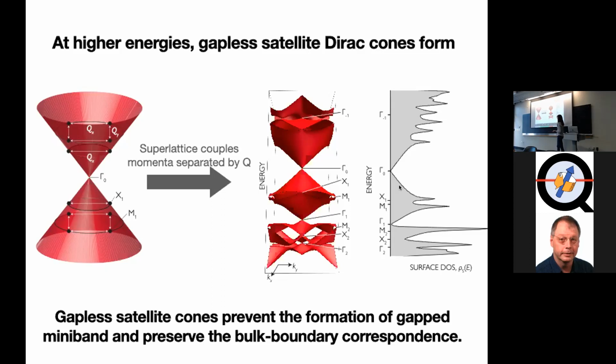Time reversal is what protects them. If they're at gamma or M, then they're isotropic. If they're at corners, you only have two-fold symmetry, so they're anisotropic. Yeah, exactly. Right. And so we can see these things.